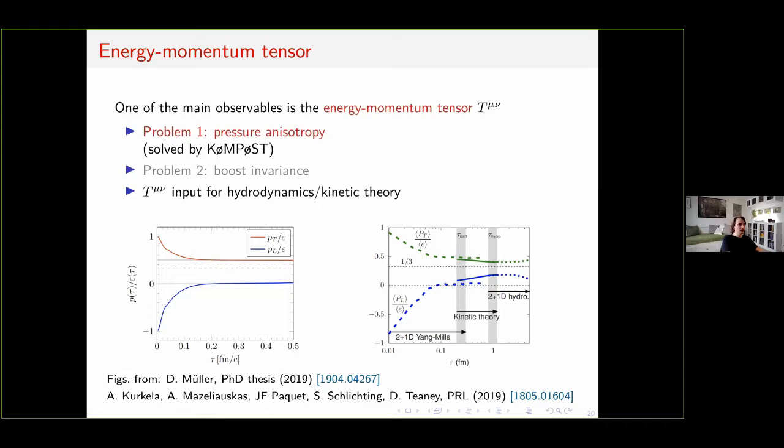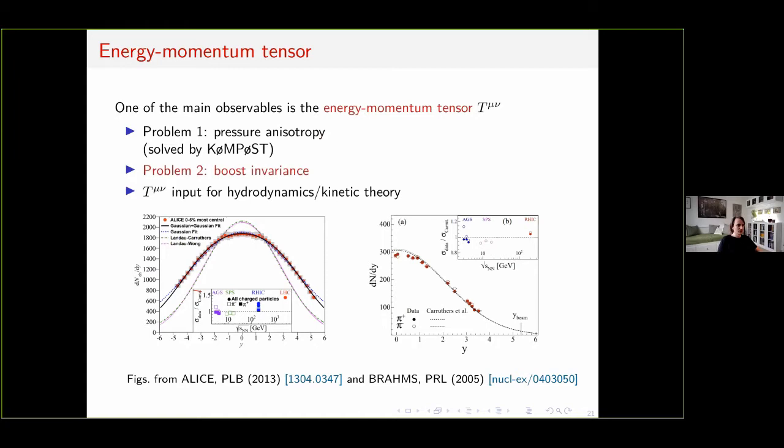But the other problem, of course, in the boost invariant approximation is that it's boost invariant, which of course is not a reality. Observables, for instance, the charged particle multiplicity shown here, here at RHIC and here at LHC, show rapidity dependence, right? So for RHIC, of course, these rapidity profiles level off quicker with growing rapidity.